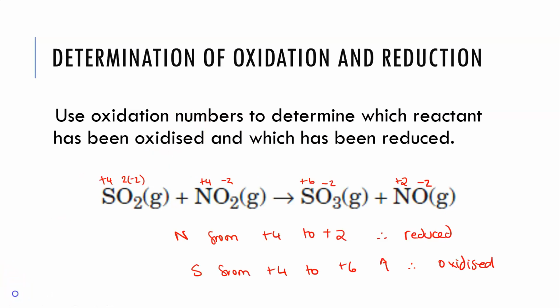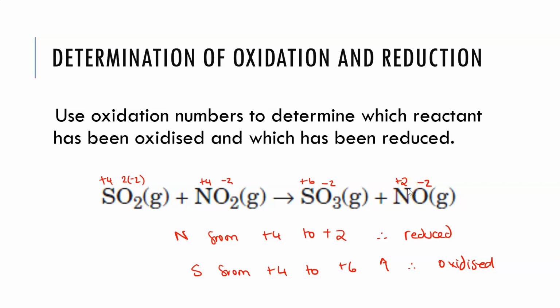So if we apply oxidation numbers to each of these, we can see that the sulfur is plus 4 because it balances out the minus 4 from 2 lots of oxygen. Nitrogen, again, also plus 4, so they start off at the same oxidation number. After the reaction occurs, sulfur is plus 6. We now have 3 lots of minus 2, so to balance it out, sulfur will be plus 6. And then with the nitrogen and the oxygen, minus 2 for the one oxygen, so nitrogen is plus 2.